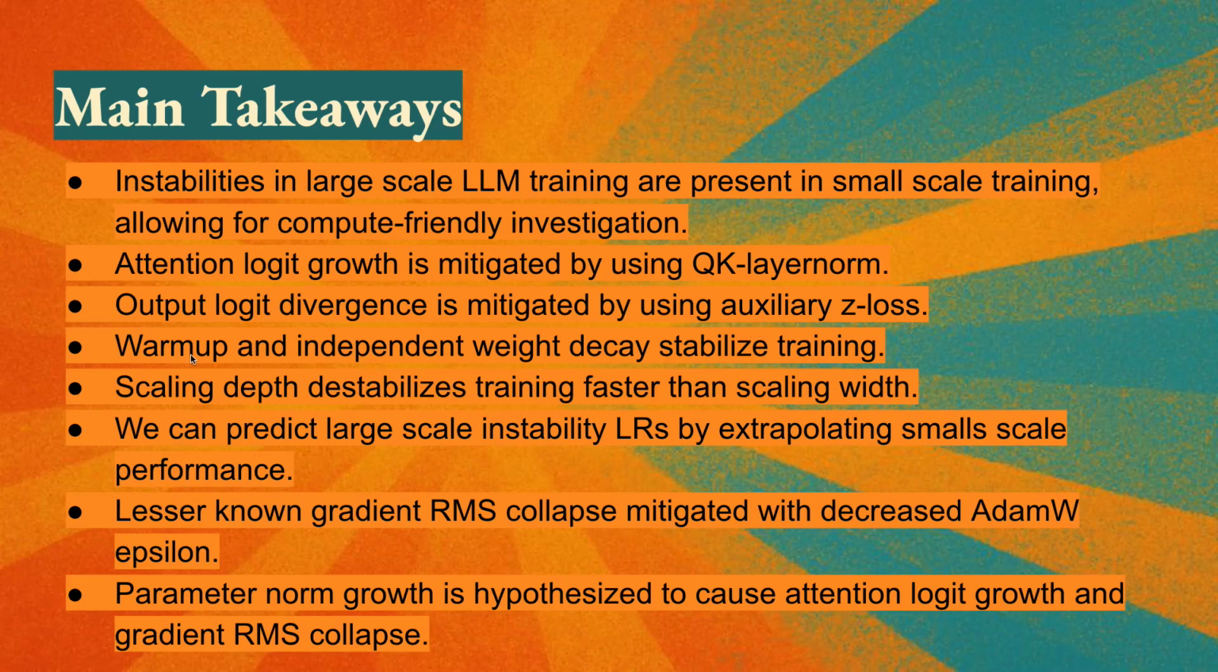The warmup and independent weight decay strategies are going to help us stabilize training. Scaling depth destabilizes training faster than scaling width. We can predict, importantly, large-scale instability learning rates by extrapolating small-scale performance. And the lesser-known gradient RMS collapse is mitigated by decreasing the AdamW epsilon, which is a quick parameter change when you instantiate your optimizer.